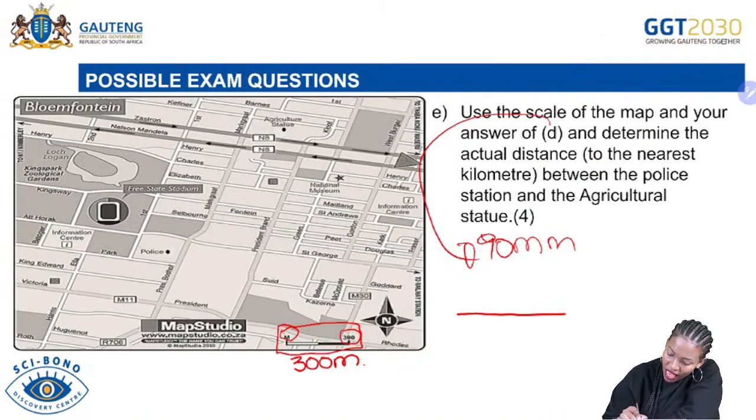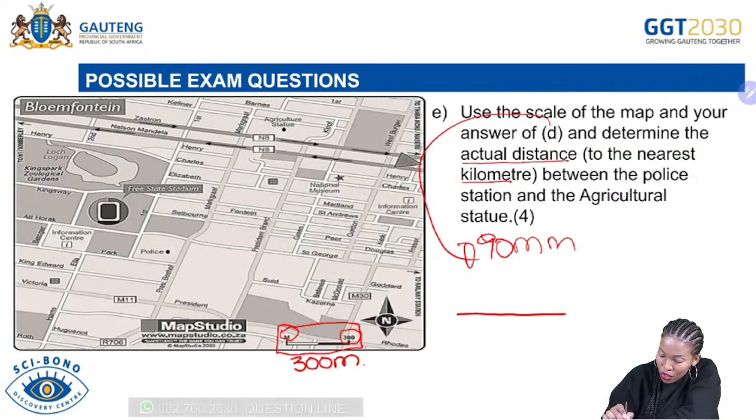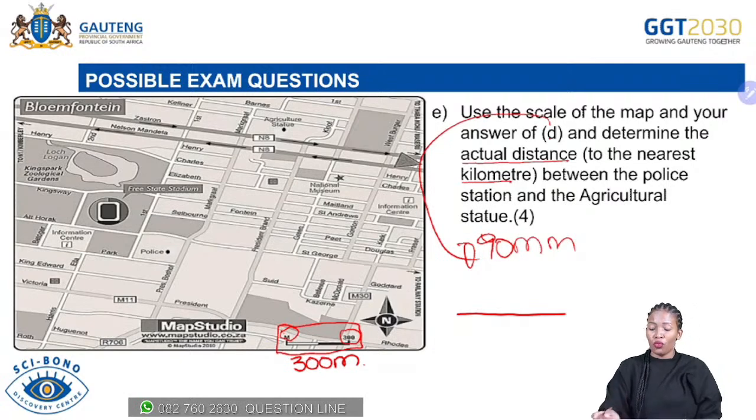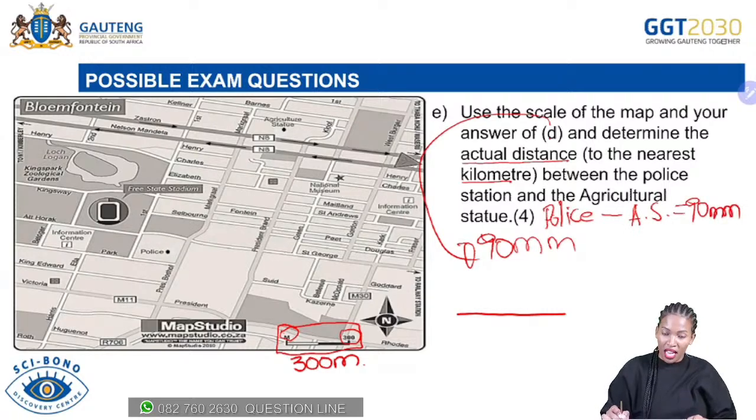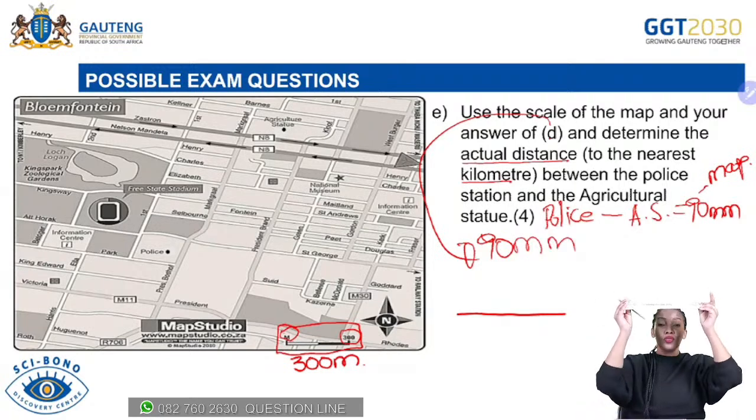So, we are going to use the answer of D, the 90 millimeters, and determine the actual distance to the nearest kilometer between the police station and the agricultural station. That is the only thing that we have here, guys. We know that the distance from the police station to the agricultural station is equal to 90 millimeters. So this is the distance on the map. We must calculate the actual distance. But where do we start? This is where we start.